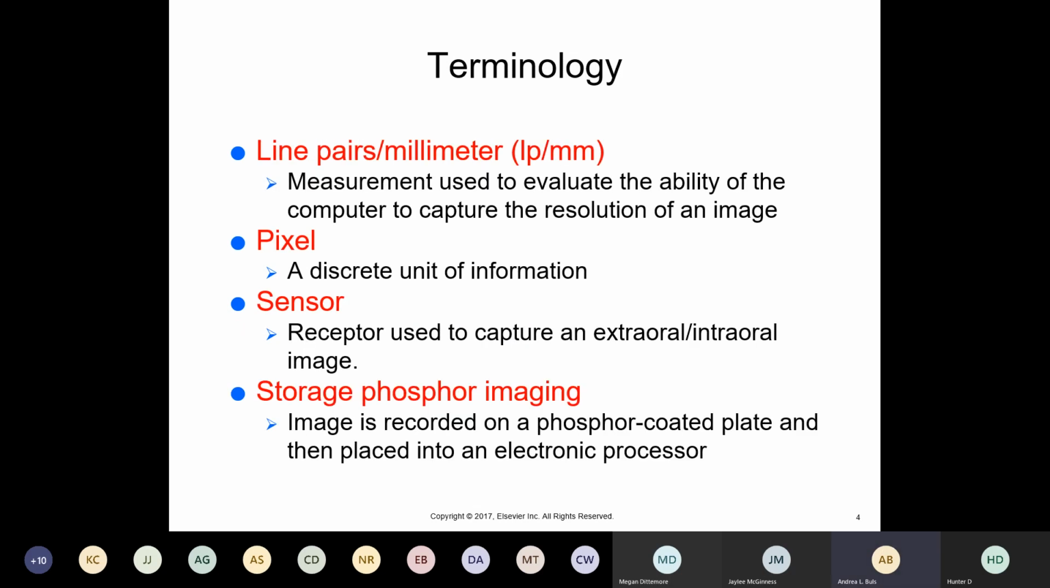The line pairs per millimeter is a term that's used to measure and evaluate the ability of that computer to capture resolution of an image. And then the pixel, like I said, is that discrete little unit of information or grayscale. The sensor is just the receptor that we're going to use for this.